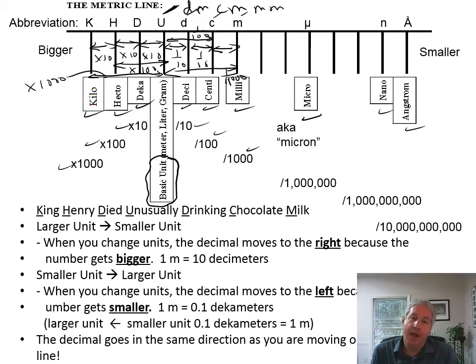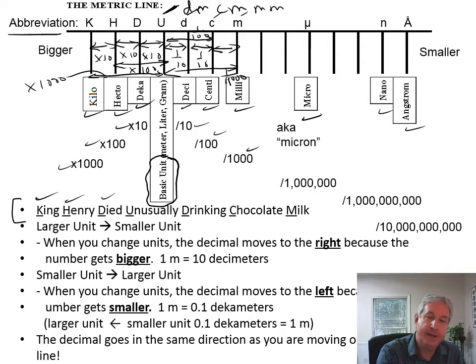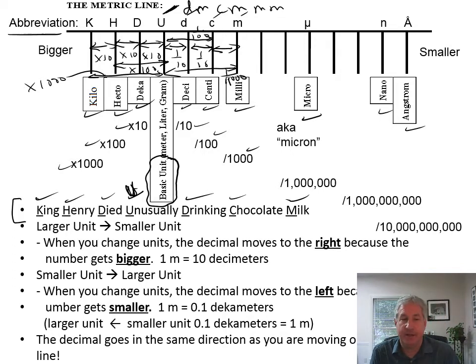The way to remember these abbreviations up here is this little phrase: King Henry died unusually drinking chocolate milk. So kilo, hecto, deca. Here's your basic unit, U right there. And deci, centi, and milli on this side.